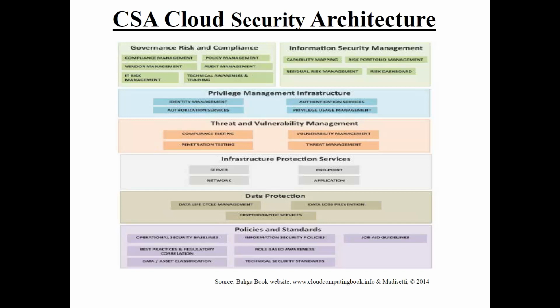Next subdomain is privilege management infrastructure. The aim of this subdomain is to ensure that users have the access and privileges required to execute their duties and responsibilities, with identity and access management functions. All functions like authentication and authorization services come under this subdomain. Next subdomain is threat and vulnerability management. It deals with core security such as vulnerability management, threat management, compliance testing, and penetration testing.